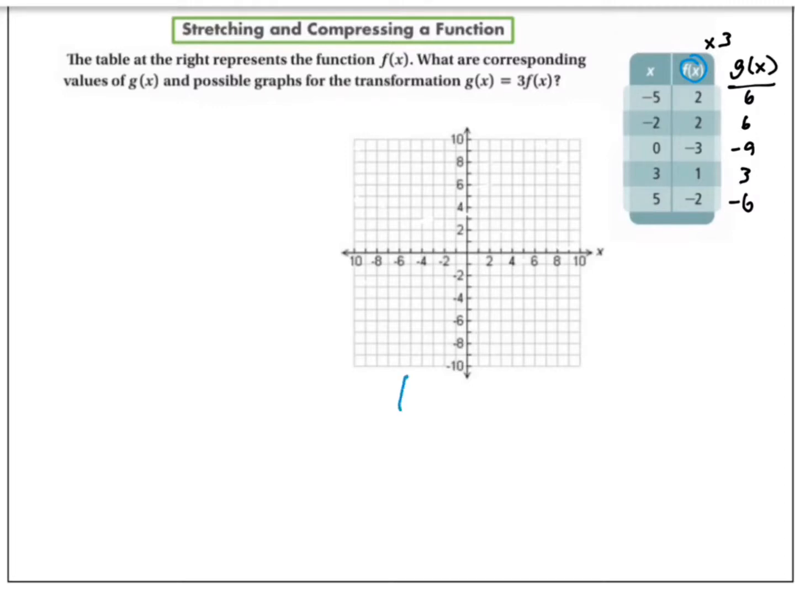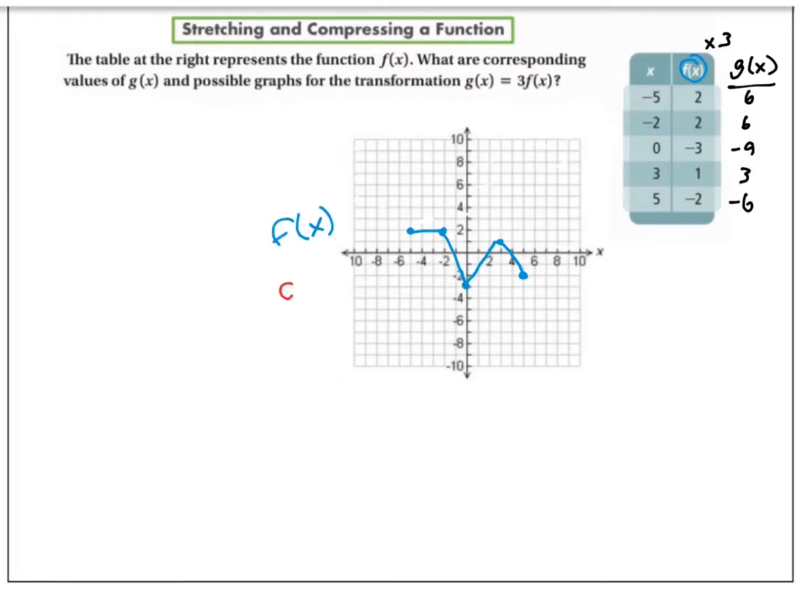So f of x we're going to graph in blue. So we've got negative 5, 2, negative 2, 2, 0, negative 3, 3, 1, and 5, negative 2. Go ahead and connect these. And so that's f of x.